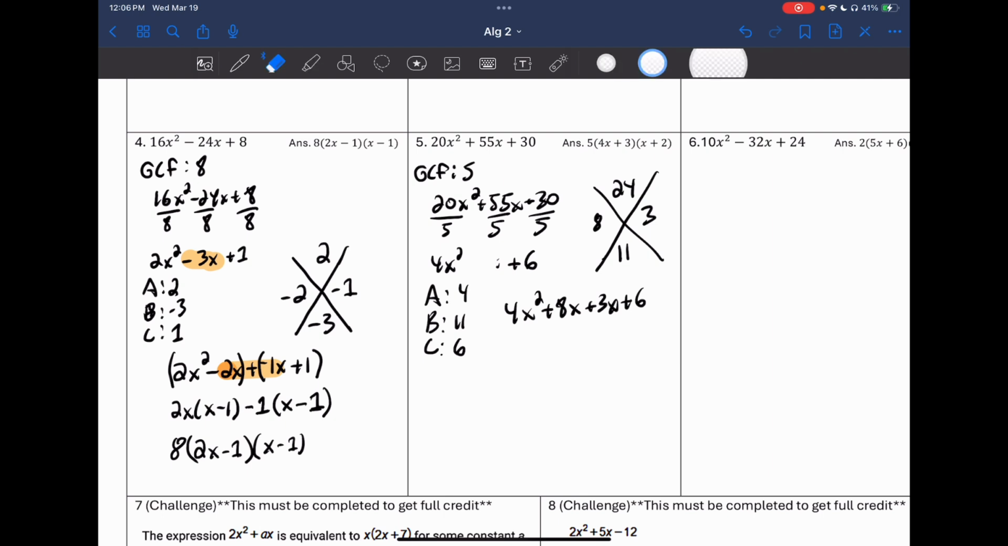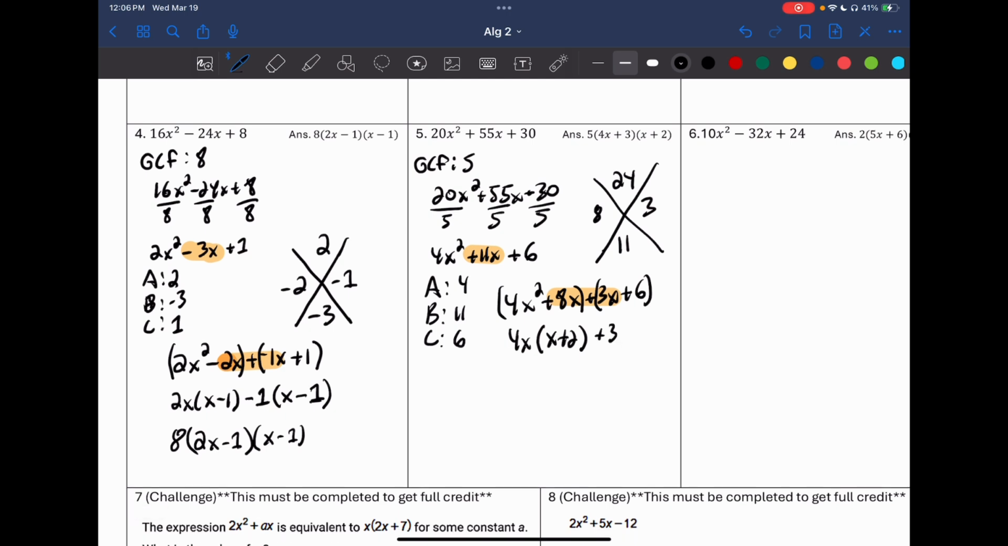Remember, 11x, that's not what I wanted to do. Remember, this 11x became 8x plus 3x. Put parentheses there, put parentheses there. We get 4x times x plus 2, which gives us back 4x squared plus 8x plus 3 times x plus 2, and then 4x plus 3 times x plus 2, combining what we have here and here to get that. And just don't forget about your GCF.